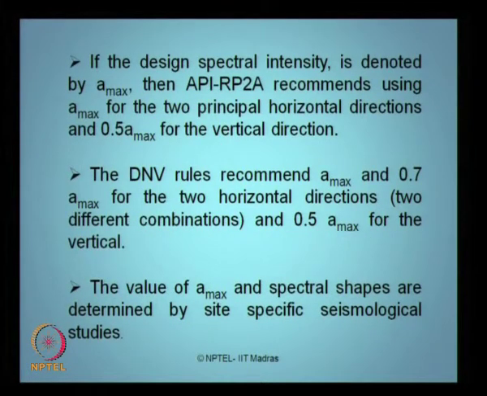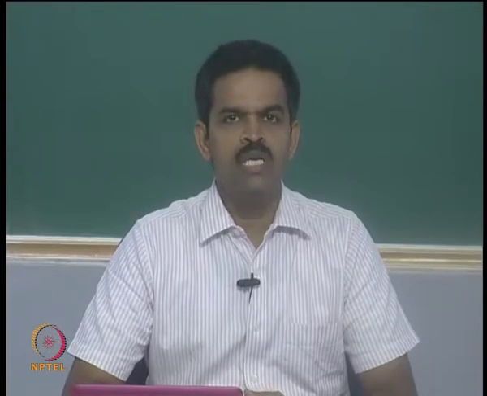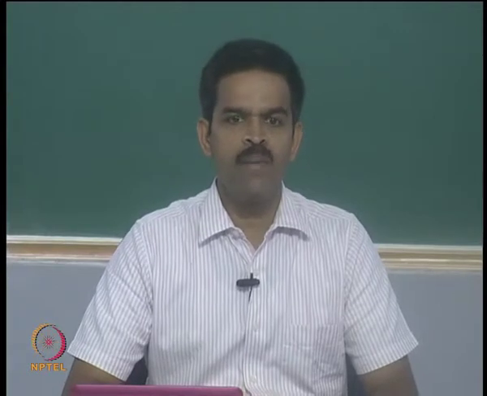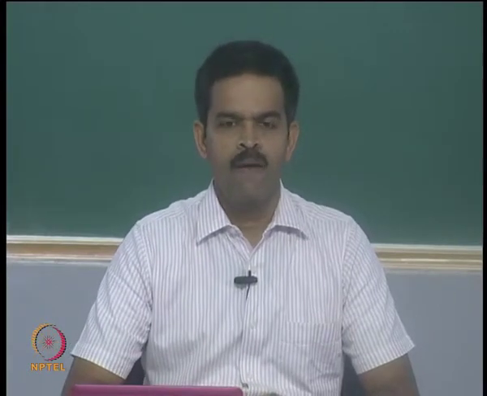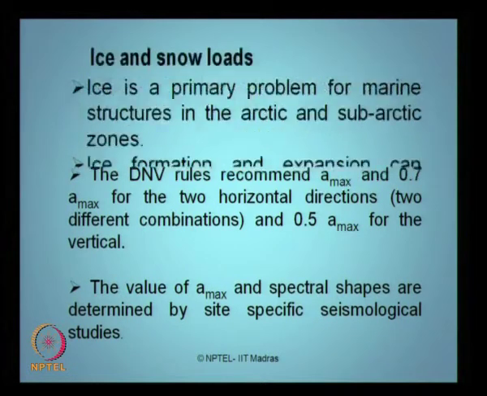If the design spectral intensity is denoted by Amax, then international codes like API RP 2A recommend using Amax for the two principal horizontal directions and 0.5 Amax for the vertical direction, whereas the DNV rule recommends Amax and 0.7 Amax for the two horizontal directions, that is two different combinations, and of course half of this Amax for the vertical direction. Now the value of Amax and spectral shapes are actually obtained by site specific seismological studies.